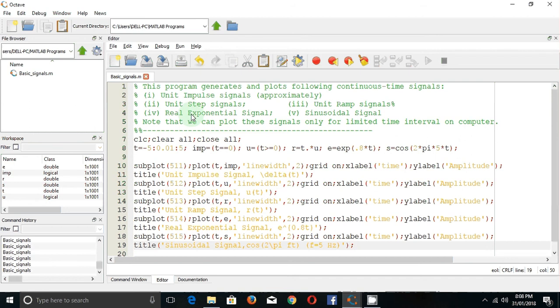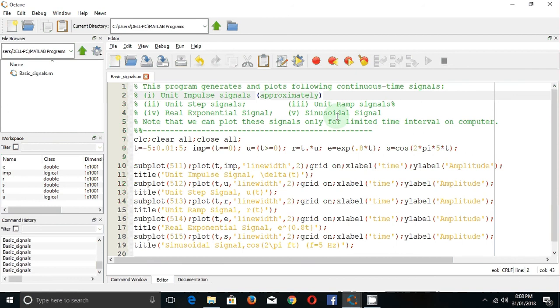Hello, in this program we will see how to plot some basic continuous time signals on Octave. We are going to plot the unit impulse signal approximately, since we cannot generate it exactly because its amplitude is very high at t equal to 0. Then the unit step signal, ramp signal, exponential and sinusoidal signal.